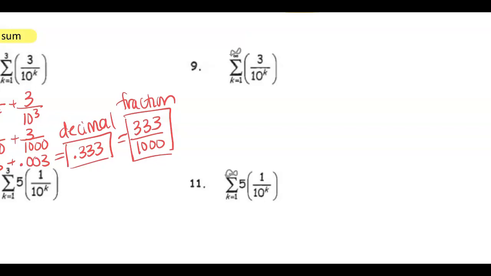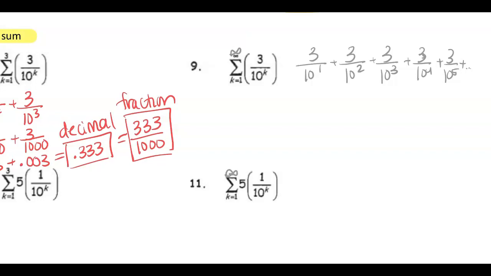So let's go ahead and look at number 9. For question number 9, this says we're going from 1 to infinity. Okay, guys, let's go from 1 to infinity. So we're going to go 3 over 10 to the first power, 3 over 10 to the second power, 10 to the third, 3 over 10 to the fourth, 10 to the fifth, and I would literally just keep going. Let me write out what the decimals are going to look like and then see what's going to happen.